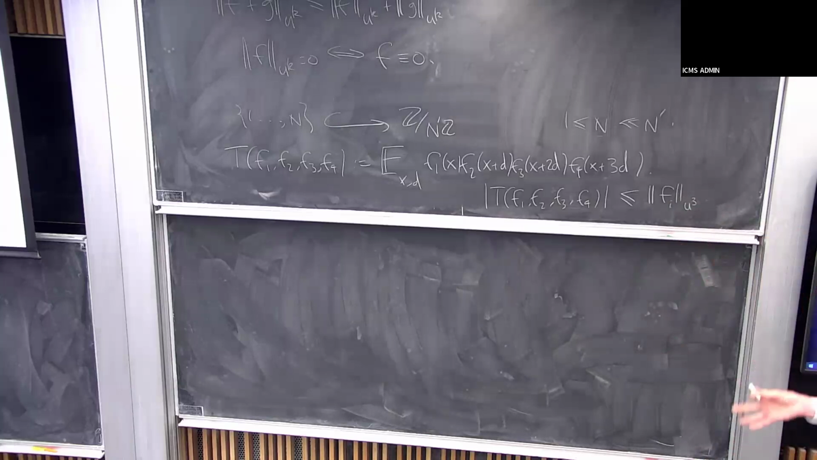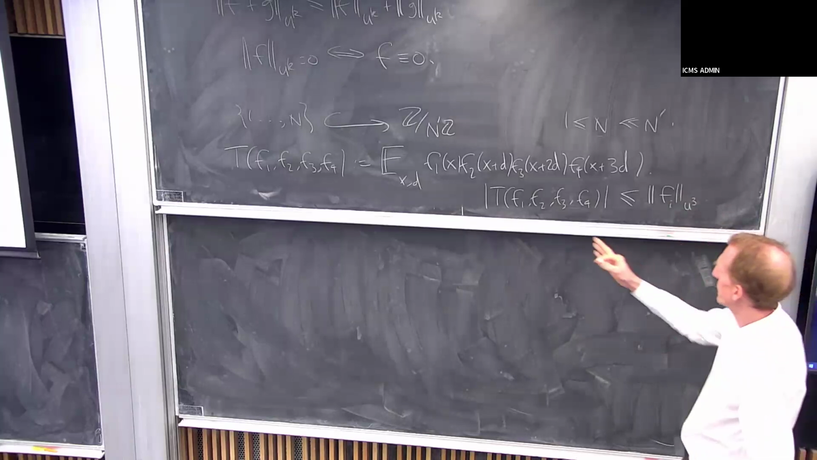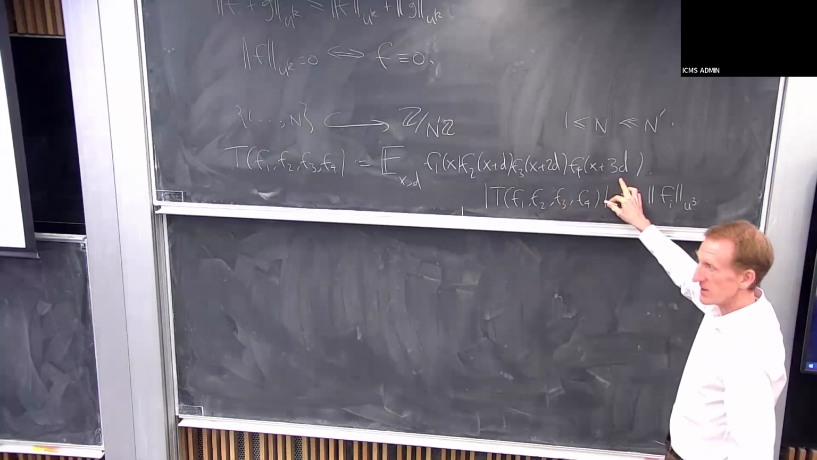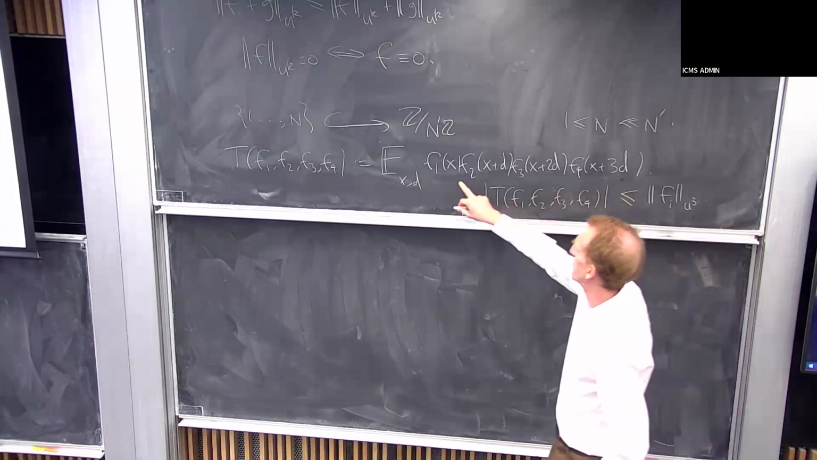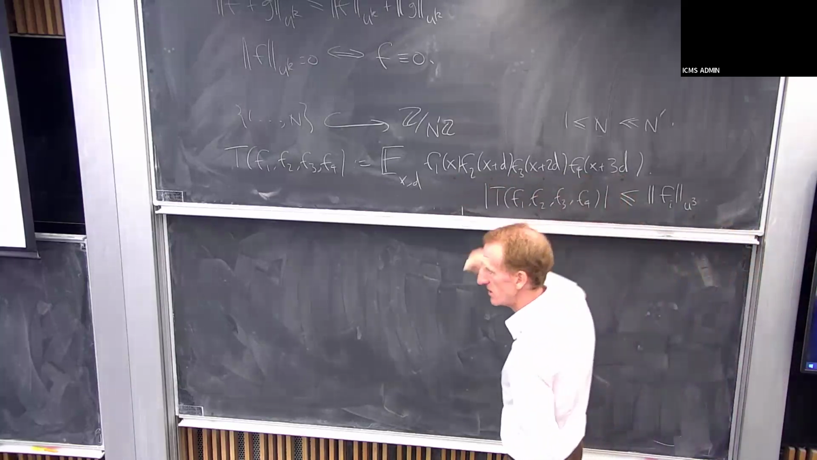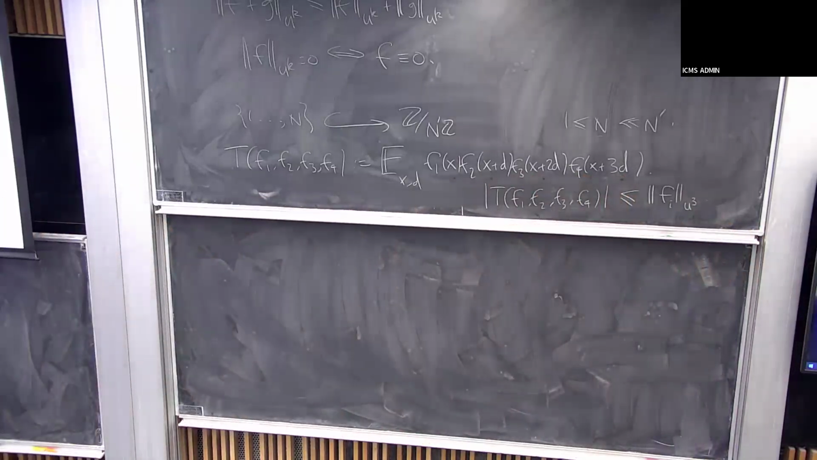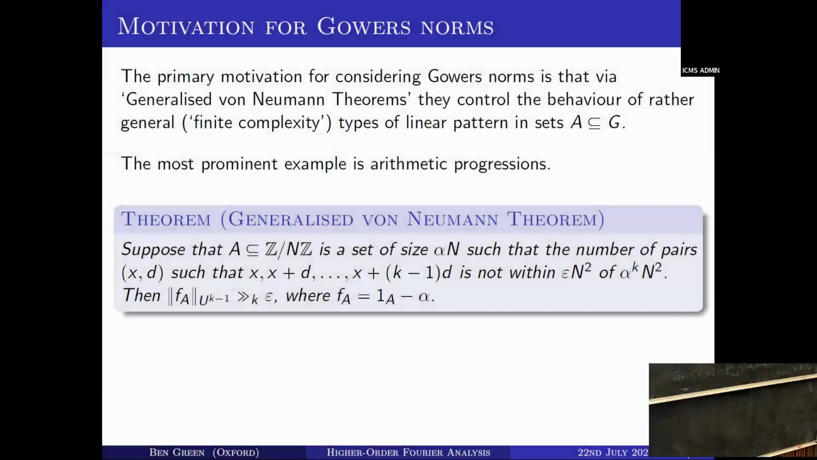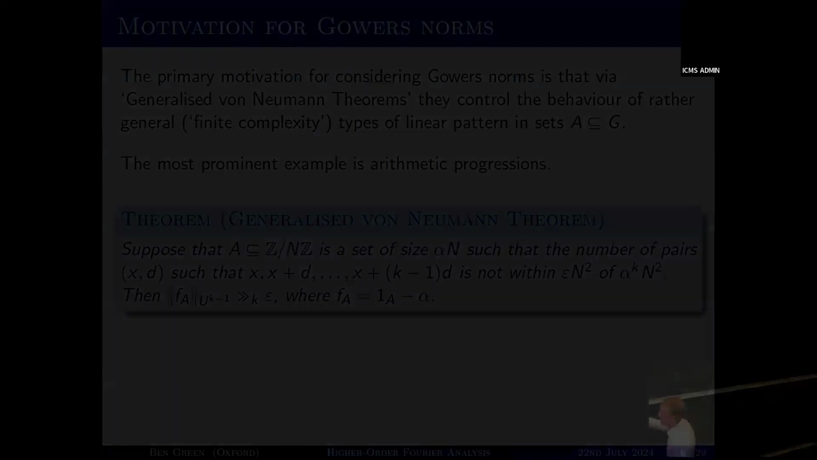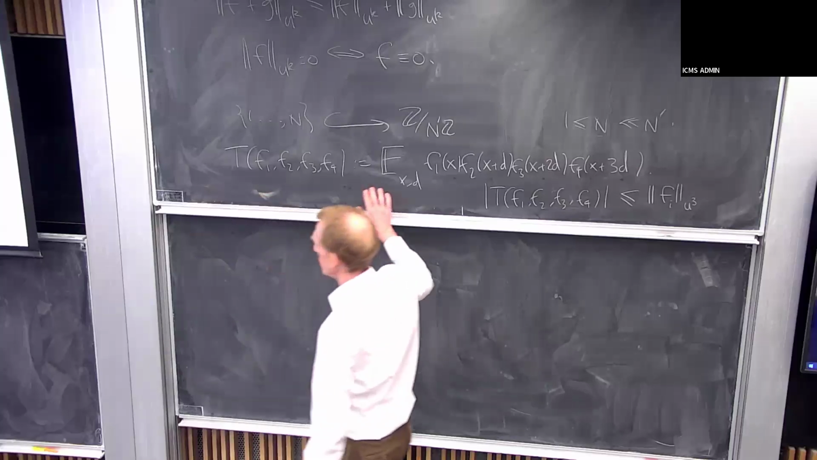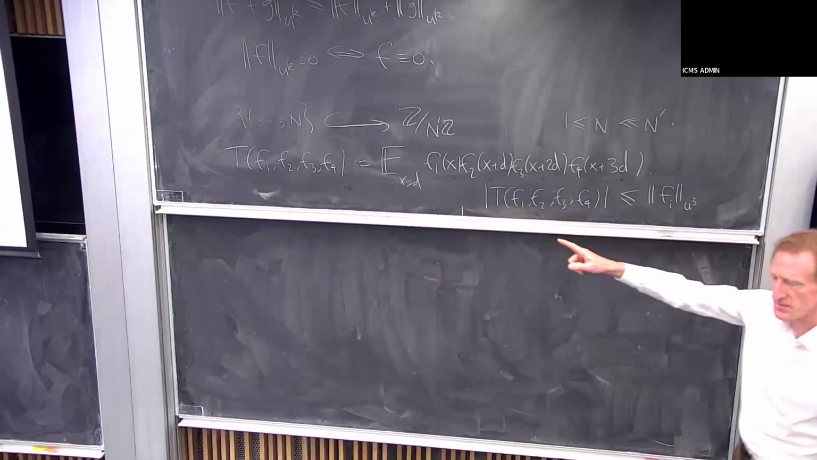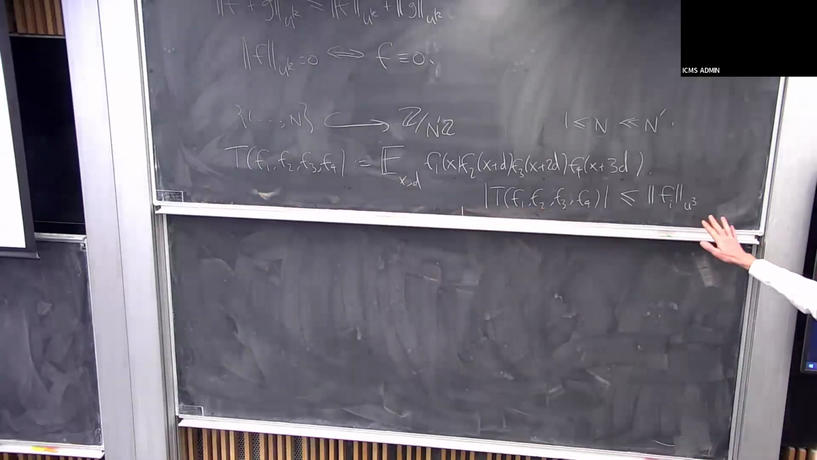There's a highly generalized von Neumann theorem. It says for essentially any linear pattern, provided it's what we call finite complexity, so it's not allowed to have 2 copies of the same function, essentially, there will be a Gowers norm that controls the behavior of it. Now, obviously, this is not quite the same as this. But you can go from this sort of statement to that sort of statement with relatively elementary sorts of manipulations.